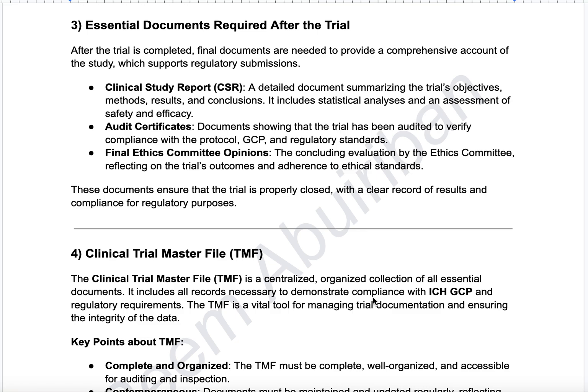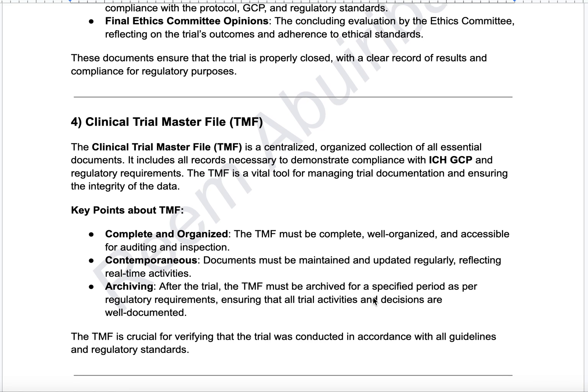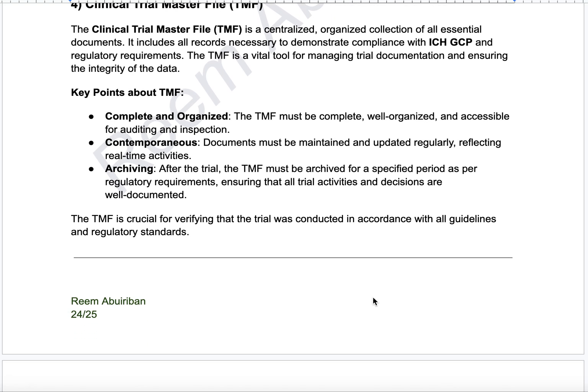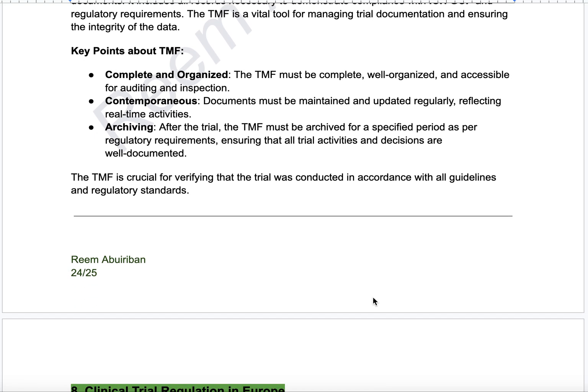Now, the clinical trial master file, which is known as the TMF, is a centralized, organized collection of all essential documents. It includes all records necessary to demonstrate compliance with ICH GCP and regulatory requirements. The TMF is a vital tool for managing trial documentation and ensuring the integrity of data. What are the key points about the TMF?